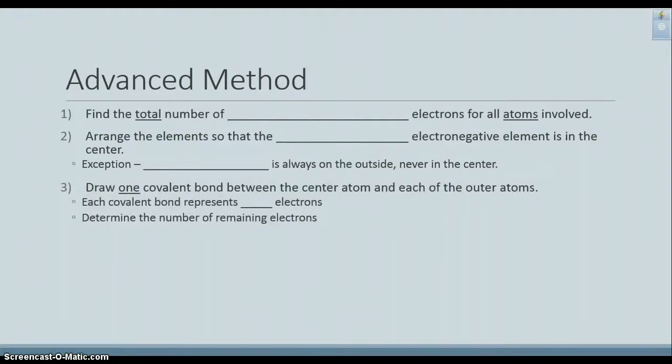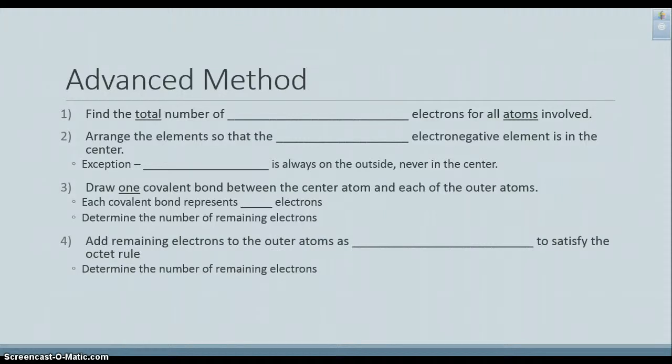Number 3, draw one covalent bond between the center atom and each of the outer atoms. One single bond. Do not try to add double bonds. Don't try to do any funny business. All you're doing is, again, connecting the central to all the outer. Don't connect the outers to each other. Each covalent bond, you should know this by now, also represents two electrons, because, again, it's a pair of electrons. And then at that point, you want to also determine the number of remaining electrons. So out of all the valence electrons that you had to begin with, after you've designated a few as single bonds, how many remain to be assigned?